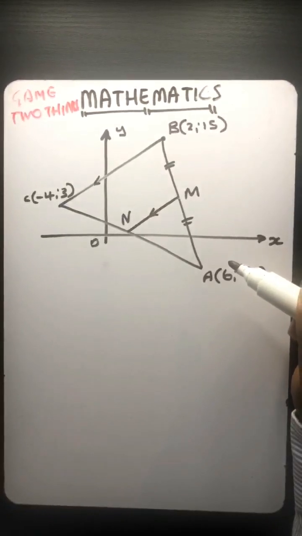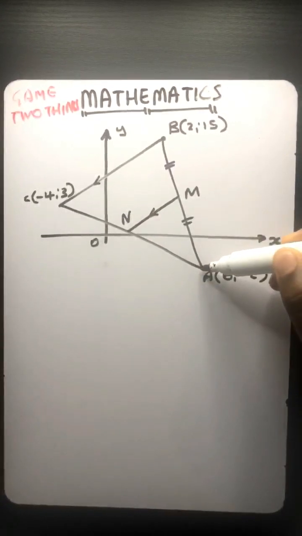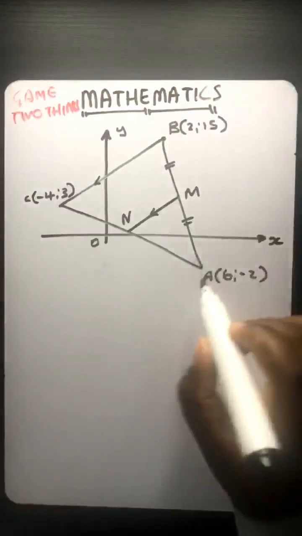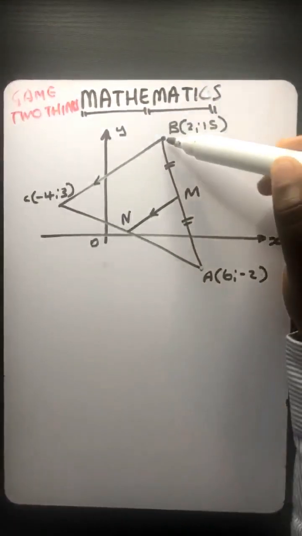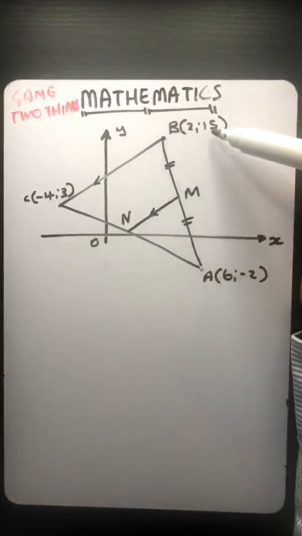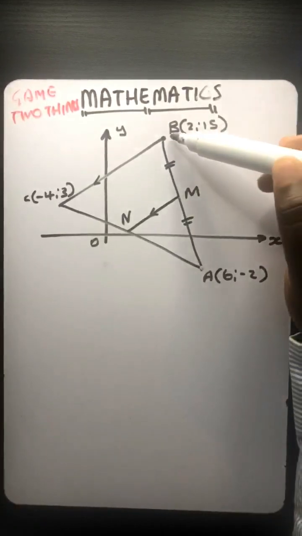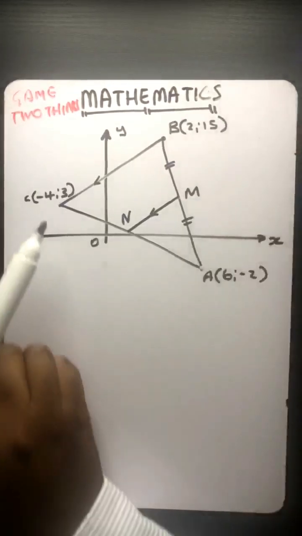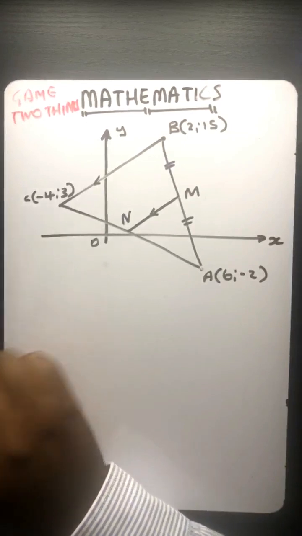So the statement reads as follows. In the diagram, A, where is A? Oh, there's A. It has the coordinates (6, -2). Yes, this point makes sense. Let's see. B has (2, 15). Why am I saying it makes sense? Because it's in the first quadrant where X is positive, Y is 15. And then we've got C. Where is C? There is C having (-4, 3).